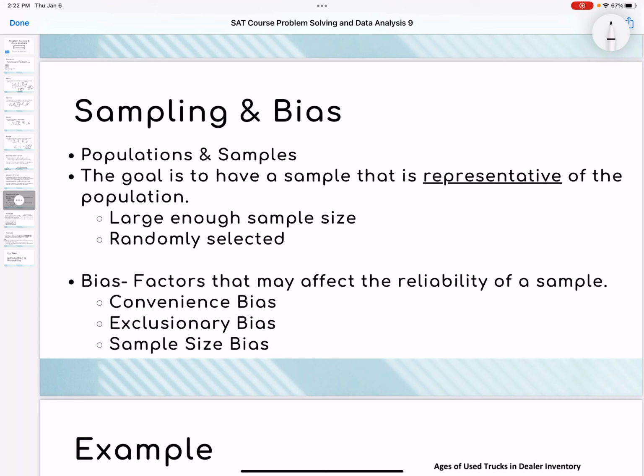Last is sample size bias. And this just means that if we have too small of a sample size, it's not likely that that sample is going to represent the population. So in most cases, a larger sample size is going to be better for being more representative of a population.